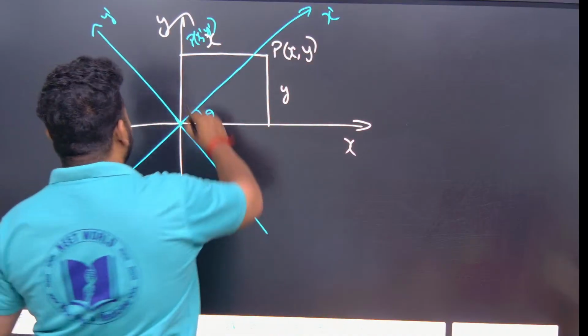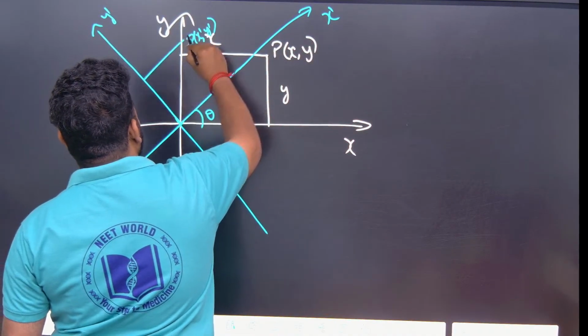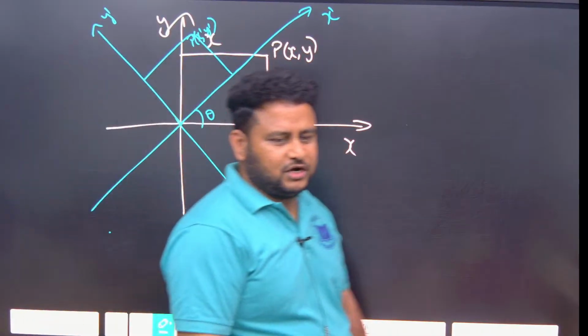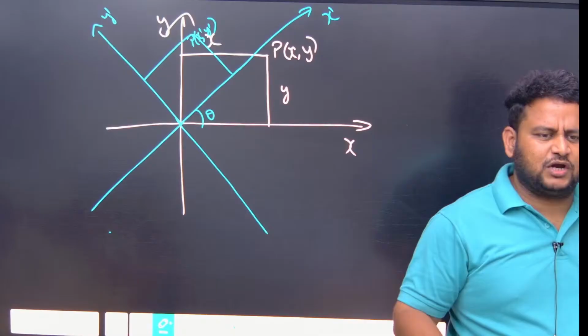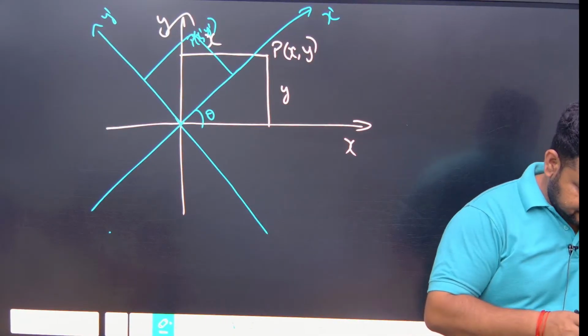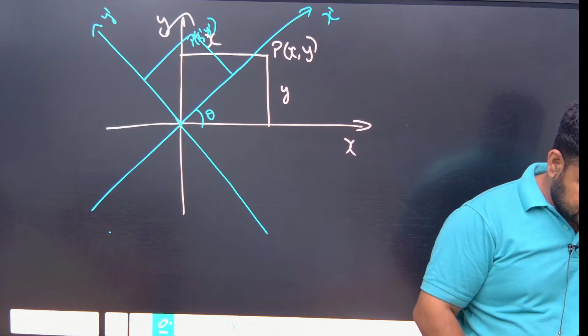So this will be the length and this will be the length. This is what we will get, a new point P. Let it be point P dash. We will take it as point P dash. Clear?